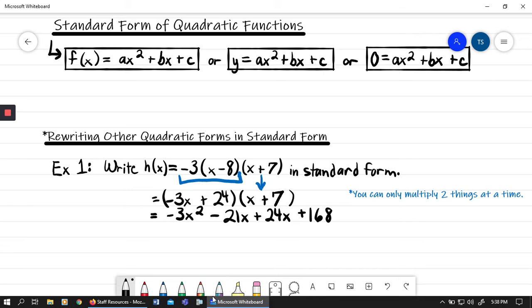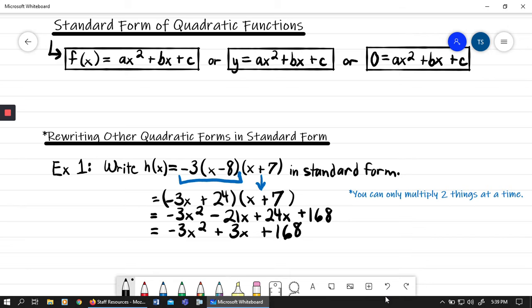All right. And so then when we combine these two like terms, we end up getting negative 3x squared plus 3x plus 168. And now we have written this in standard form.